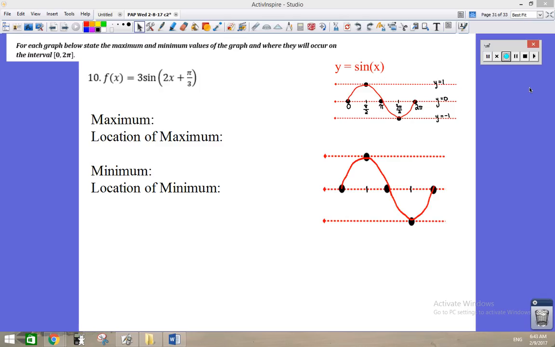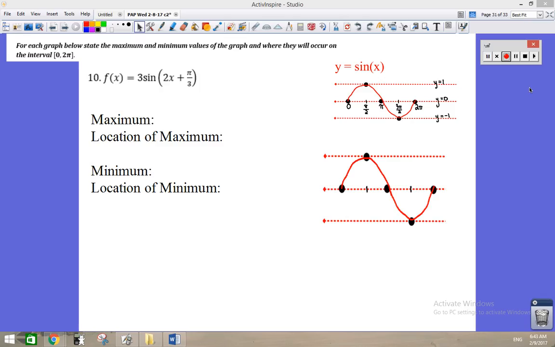I don't think students will have a very difficult time finding the value of the max and the min, but you might have a difficult time in finding the location of where those max and mins occur. So let's do the easy part first. Let's find this max and min.